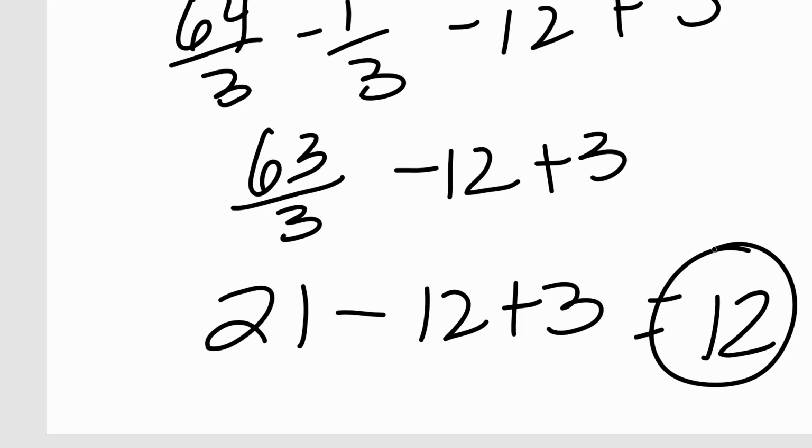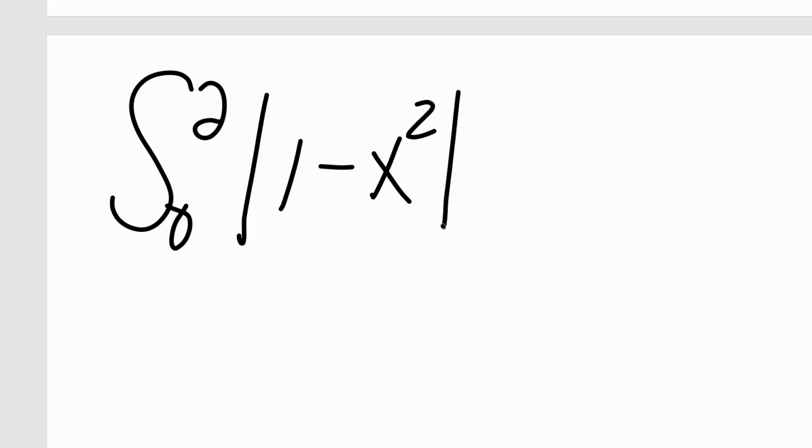So let's do one more, and then we'll move on to something else in this section. And this is a more difficult one. So the integral from 0 to 2 of the absolute value of 1 minus x squared dx. All right, we have never done absolute value in calculus before. We cannot do it now. There is no way to do an antiderivative or a derivative of an absolute value. So we need to understand what it means.